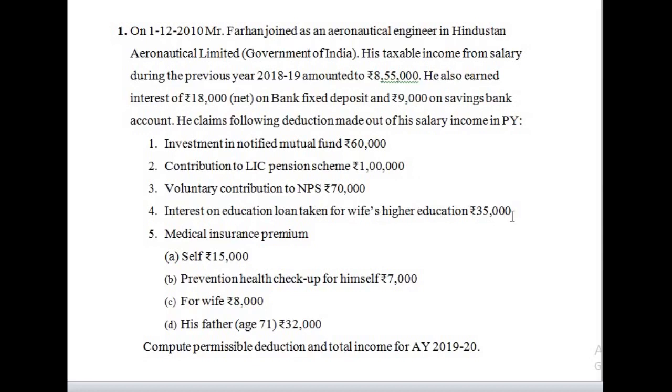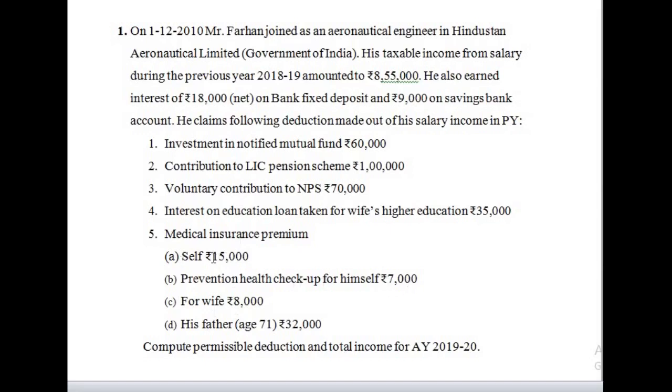Next, interest on education loan taken for wife's higher education rupees 35,000. So it is nothing but interest on education loan. It is deductible under section 80E. So the entire amount will be deductible. Medical insurance premium. So he has taken insurance for self, wife and father. So medical insurance premium is deductible under section 80D. Under 80D, for self, spouse and children, the maximum amount will be 25,000 and an extra rupees 25,000 is allowed for parents. It includes preventive health checkup of rupees 5,000.